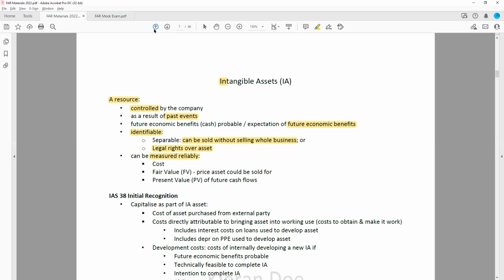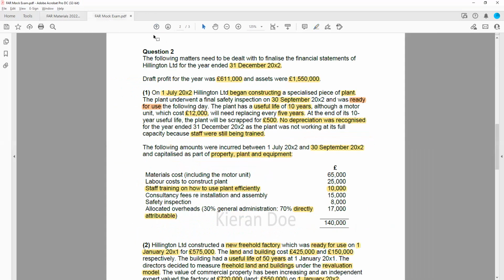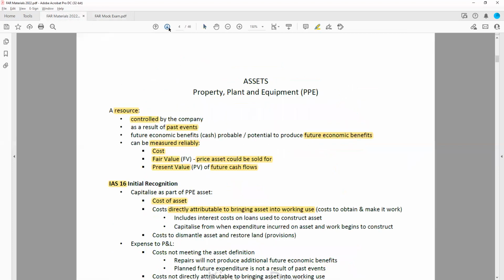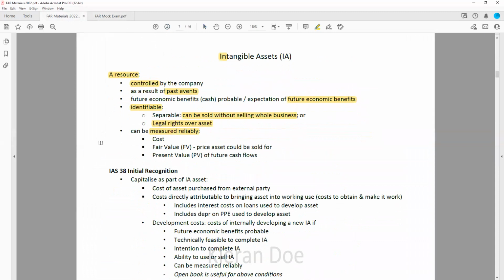Unlike when we think about internally generated PPE, like when we saw that example earlier, when they constructed the specialist piece of plant, you can clearly see all the costs that went into building the plant, the materials, the labor, etc. But when it's something like a brand, almost everything the company's ever done, all of its marketing activities, all of the services it's provided, all of the feedback it's gathered, all of that's fed into that. So it's quite difficult to trace all of those costs, and not all of them relate to the brand. Some of them do. So it's very difficult to get the cost. So that's another complexity here with intangible assets.